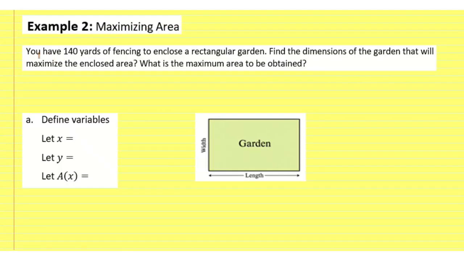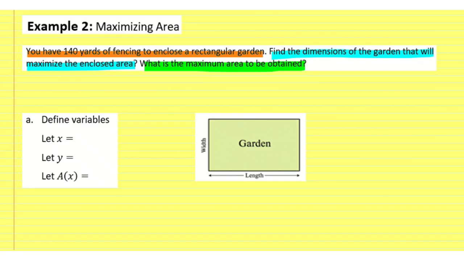Okay, the first problem they have given us so that we can practice maximizing areas says you have 140 yards of fencing to enclose a rectangular garden. Find the dimensions of the garden that will maximize the enclosed area. What is the maximum area to be obtained? So we have a lot going on here. There are going to be multiple steps in this problem.